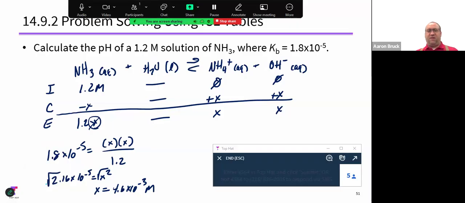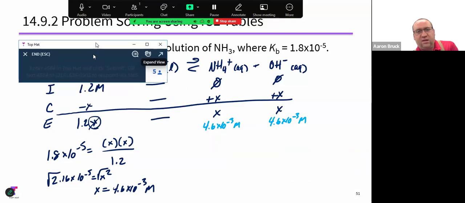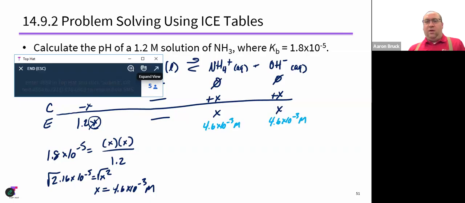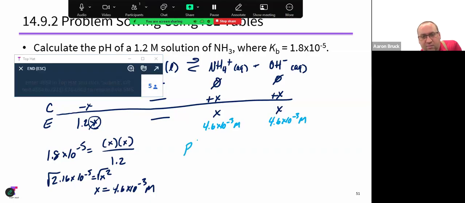Here's where we have to remind ourselves, because it gets funky here. 4.6 times 10 to the negative third molar for ammonium, 4.6 times 10 to the negative third molar for hydroxide. Here's the thing. This is the hydroxide concentration, not the hydronium concentration. So I can't calculate pH off of this directly. I can calculate pOH. That's the opposite log of 4.6 times 10 to the negative third. And if I do that, I get 2.34 for the pOH.